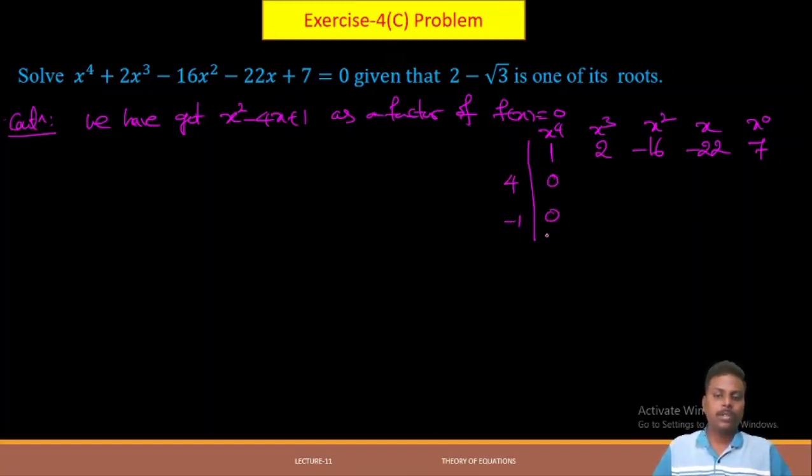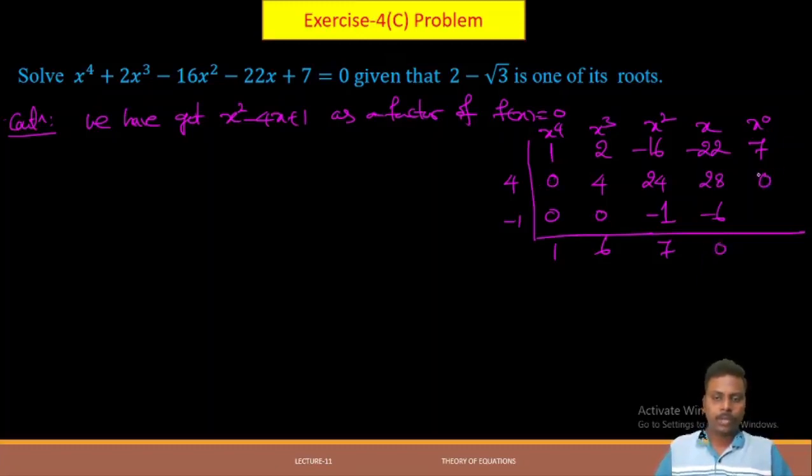So 0, 0. In the beginning I am putting 2 zeros and add. So 4 into 0 is 0 and this is 0. 4 into 0 plus 2 is 2... 4 into 6 is 24. Minus 1 into 1 is -1. So 24 minus 17. So 3 plus 4 is 7. So it is 7. 4 into 7 is 28. And minus 1 into 6 is -6. 28 minus 28, that becomes 0.